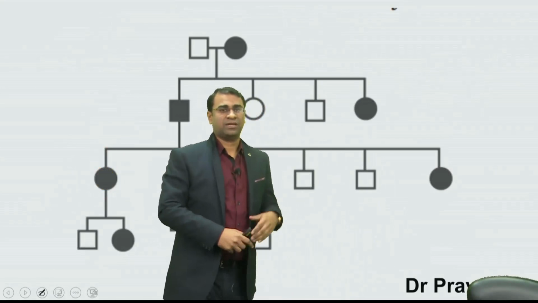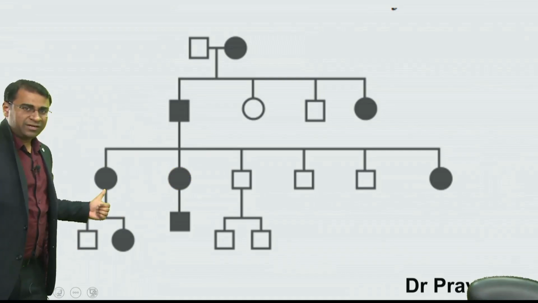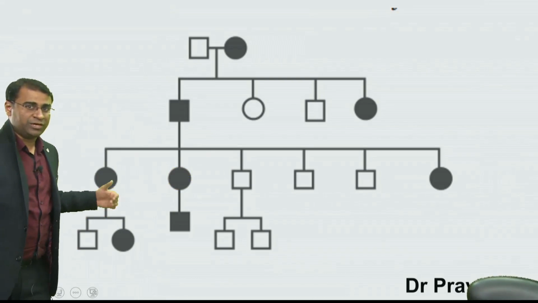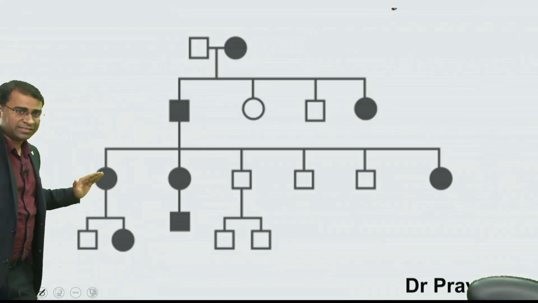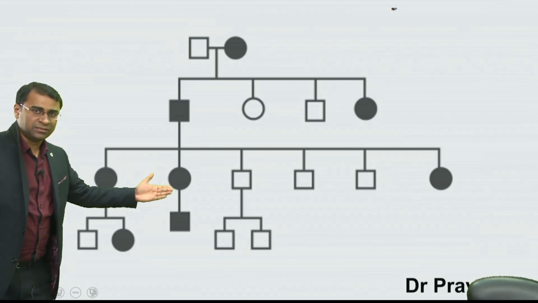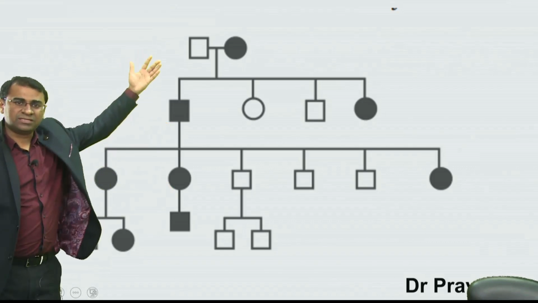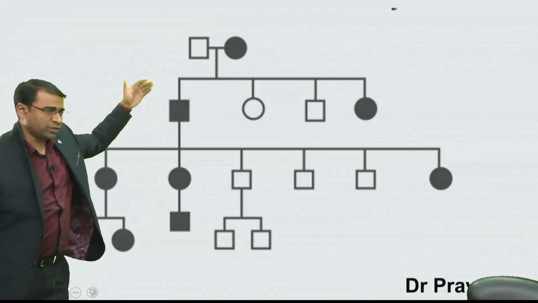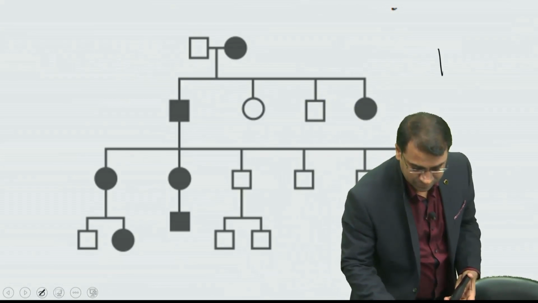Next one. Let's try here. Only one of the parents has been studied and he or she is diseased. So you need to consider them to be diseased. Is either parent diseased? Yes. Every generation is showing you the disease condition. What is it? It is dominant.